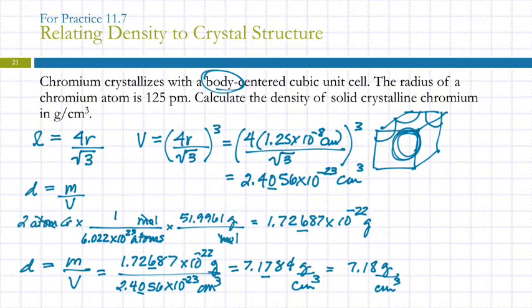Hey Siri, what's the density of chromium? The density of chromium is about 7.14 grams per cubic centimeter. That's pretty close. Any questions?